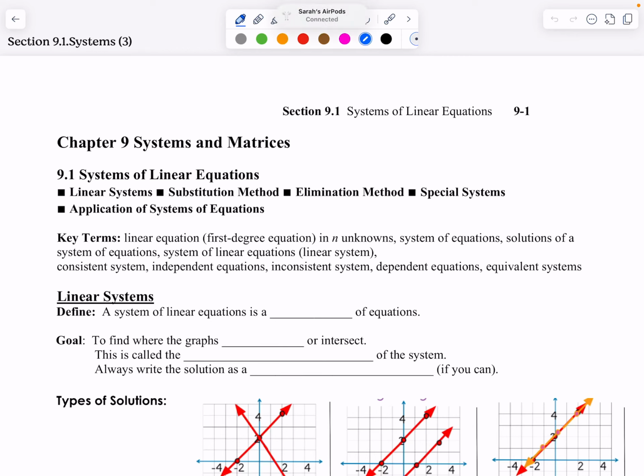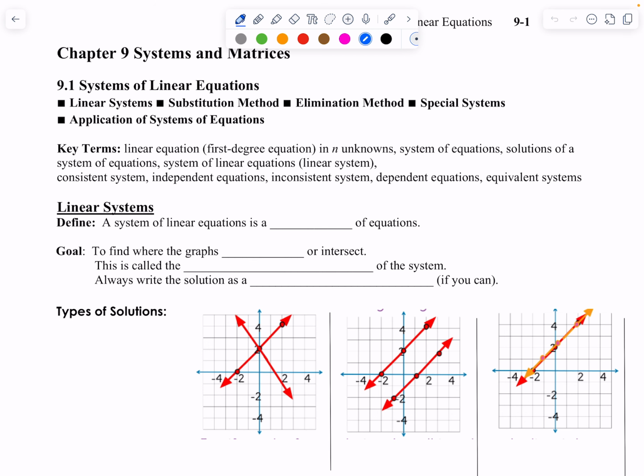So this is the first section in Chapter 9. This section is honestly just a review from an Algebra 2 class that you may have had, or Math 102. You have a whole chapter on systems of linear equations, and that's just what this section is. So first thing, let's talk about what a system of linear equations is.